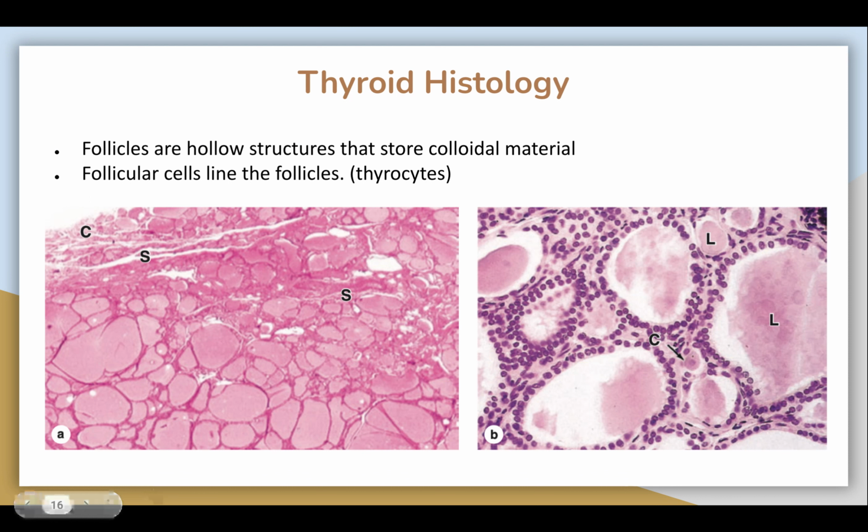So the histology of the thyroid is actually very simple. The follicles are hollow structures that contain the colloid material, which is the proteinaceous thyroid hormone. Okay? And the follicular cells are simple cuboidal cells. Simple cuboidal arrangement only, whereby you have this single layer of cuboidal, or square shaped cells, that enclose the follicle.